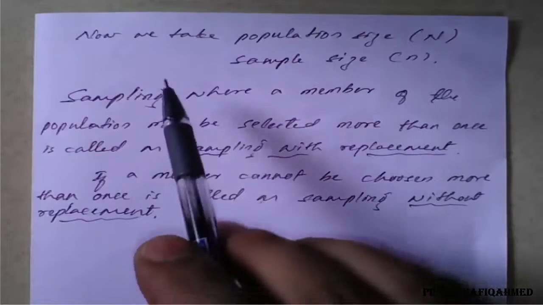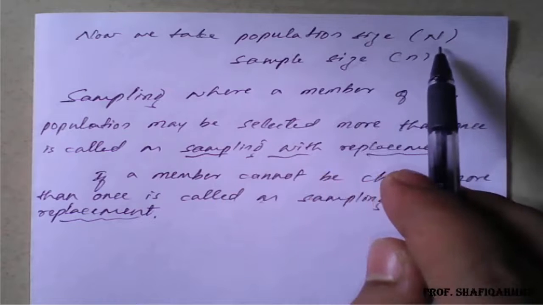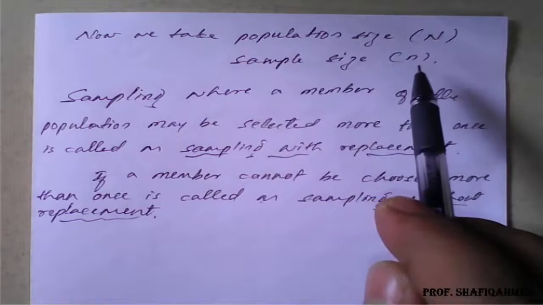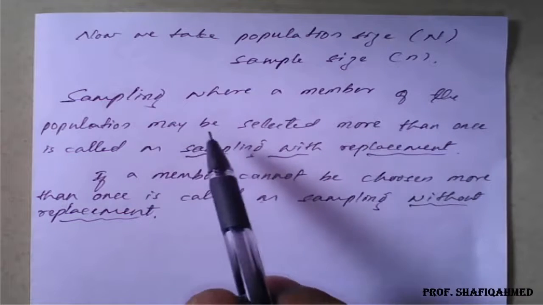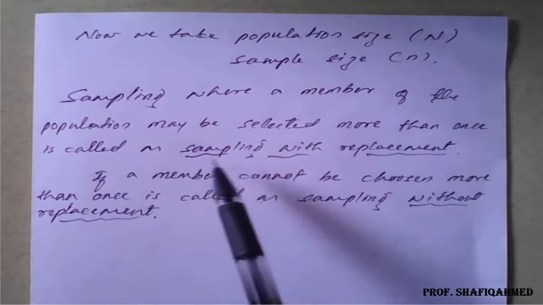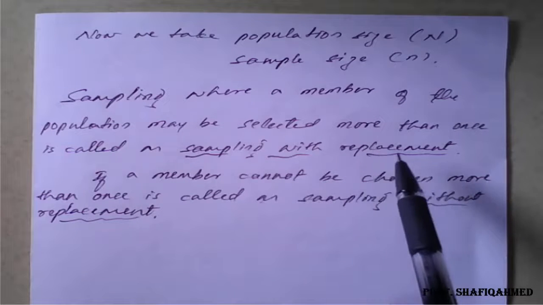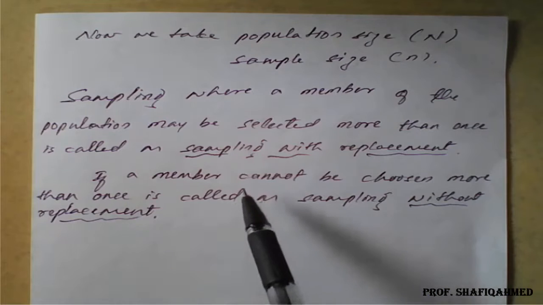Now as I told, population size will be denoted as capital N, sample size is denoted as small n. Sampling where a member of the population may be selected more than once is called sampling with replacement. This is a very important point you need to remember, as we have problems based on with replacement and without replacement.